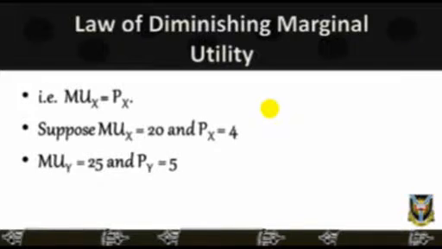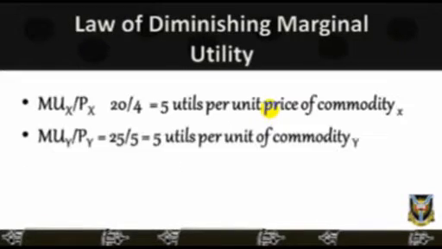MUX equals PX. MUY equals 25 and PY equals 5. MUX over PX, 20 over 4, equals 5 utils per unit price of commodity X. MUY over PY equals 25 over 5 equals 5 utils per unit of commodity Y. In the example above, the consumer will be indifferent because what he derives per unit price of each of the commodities is the same.